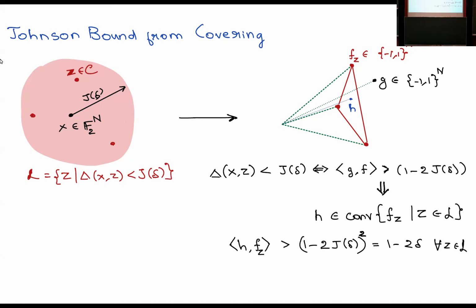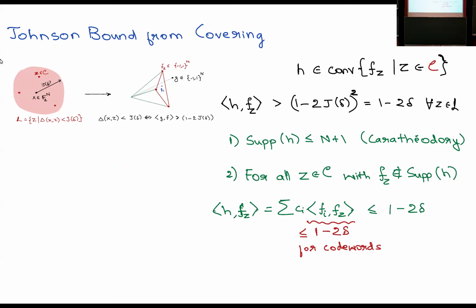The covering lemma will tell us that there is an H in the convex hull of all these list code words, with inner product the square of whatever that number is. And we chose this number precisely so that its square is 1 minus 2 delta, with delta equal to the distance. So that's what we have so far from applying the covering lemma statement. This is just translating the notions to the setting of codes. And now I claim we are basically done.